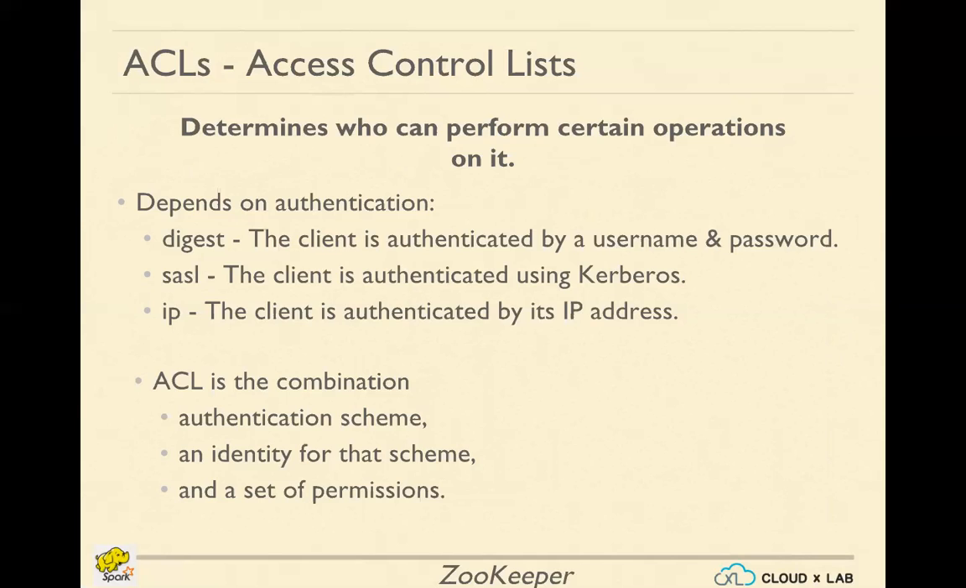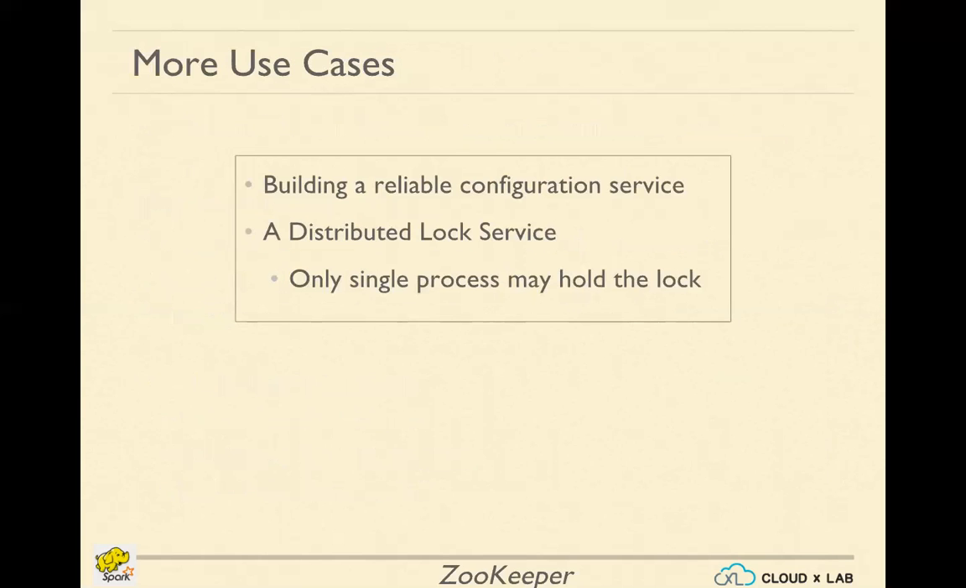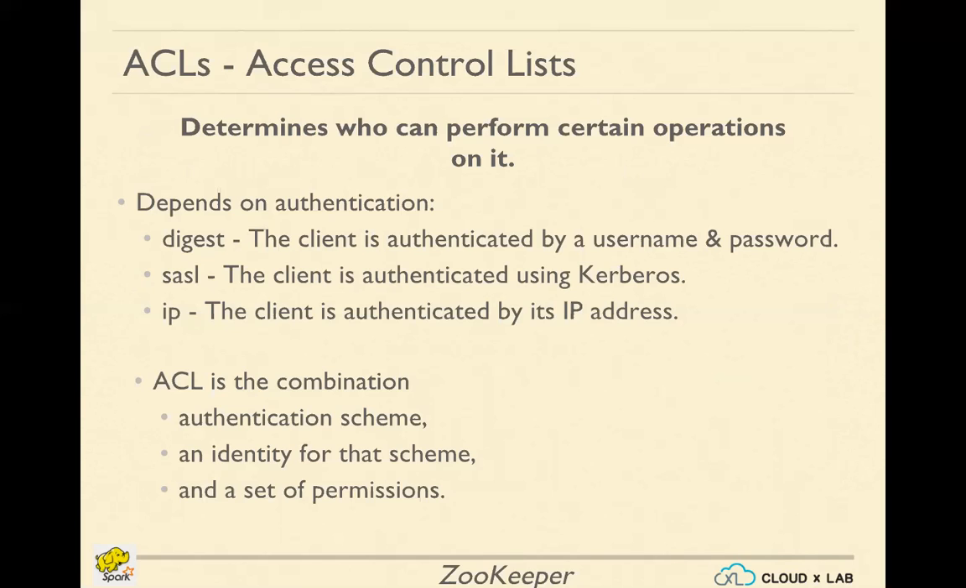One, authentication, meaning who is the user, and authorization. Okay, authorization, who can do what. So it depends upon authentication, identity, and set of permissions. Authentication can be of three kinds: based on IP address, based on digest as in login password, and based on Kerberos. Okay, so this is access control list.